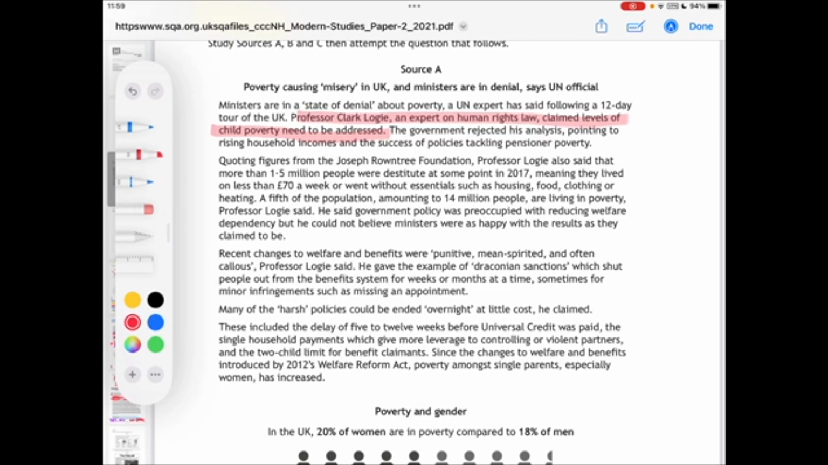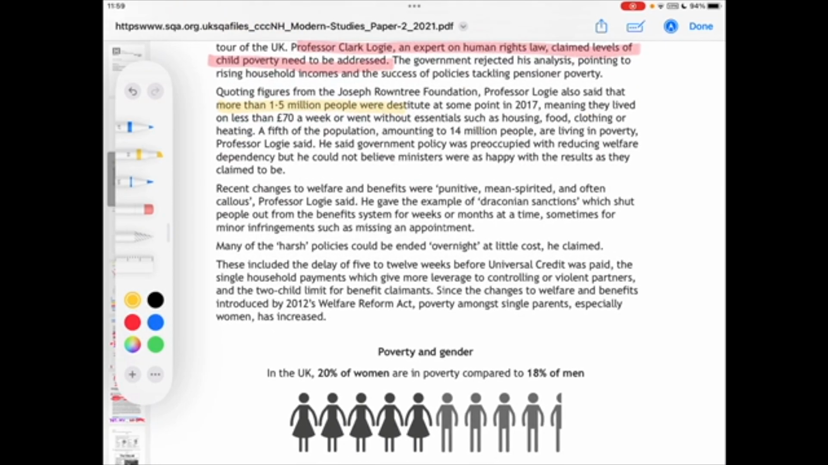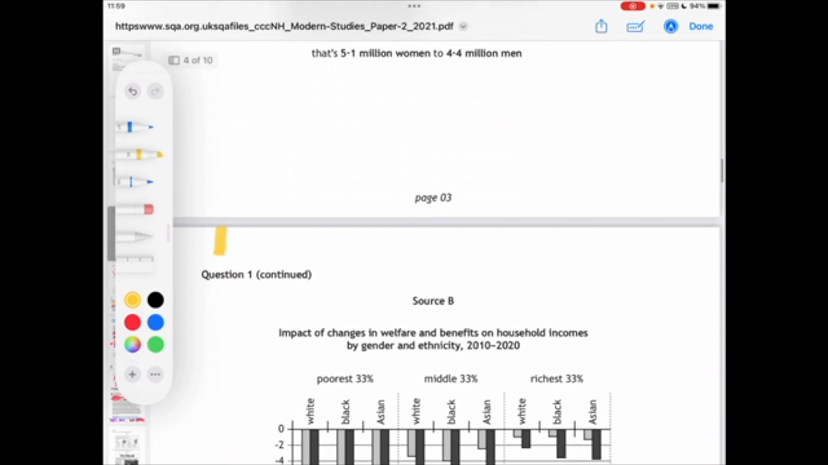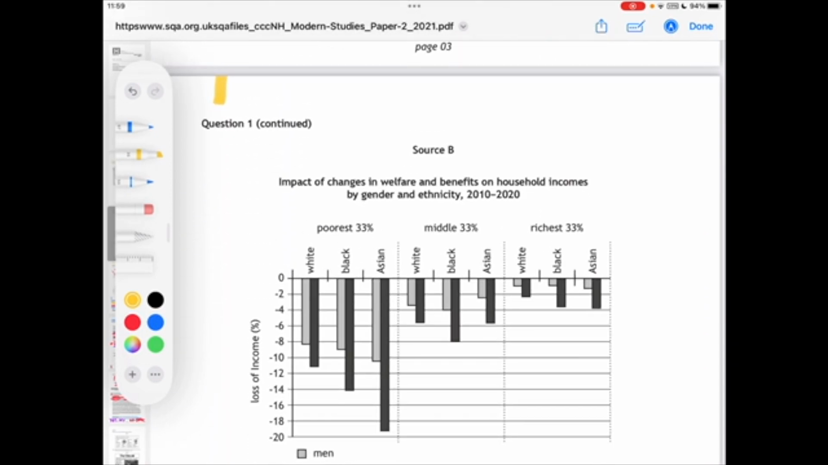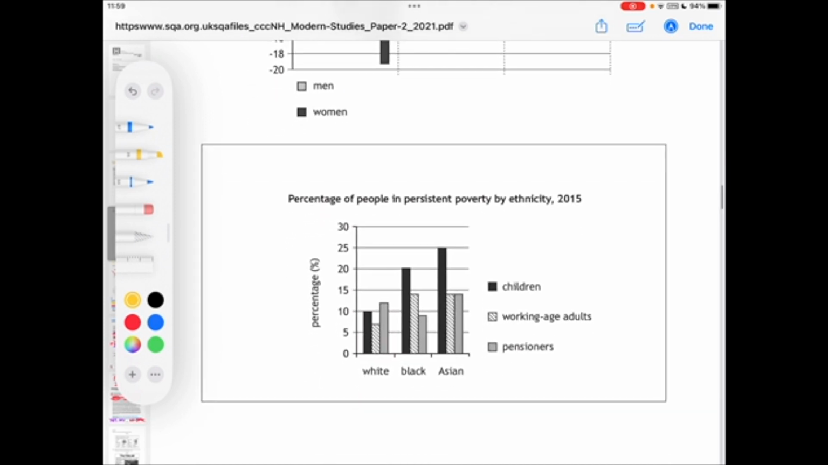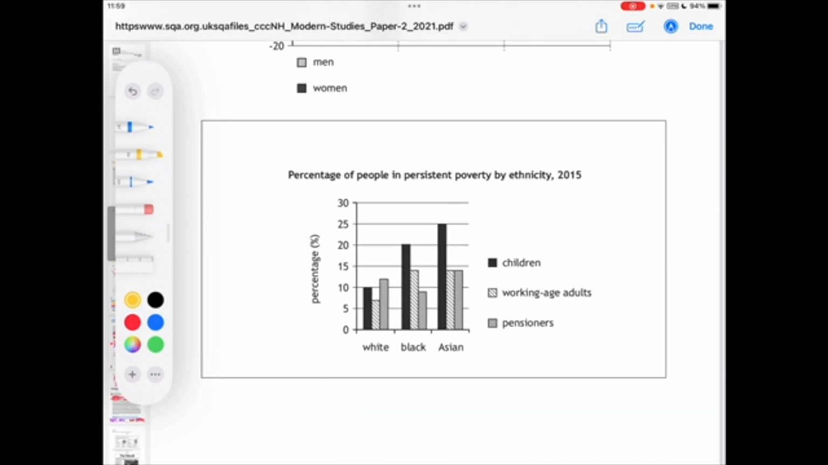So we can see stuff about the overall. So we've got what's about the overall, we've got some about gender again. We've got household income there. We've got one here about pensioners again, okay? So you can see this one is pensioners.